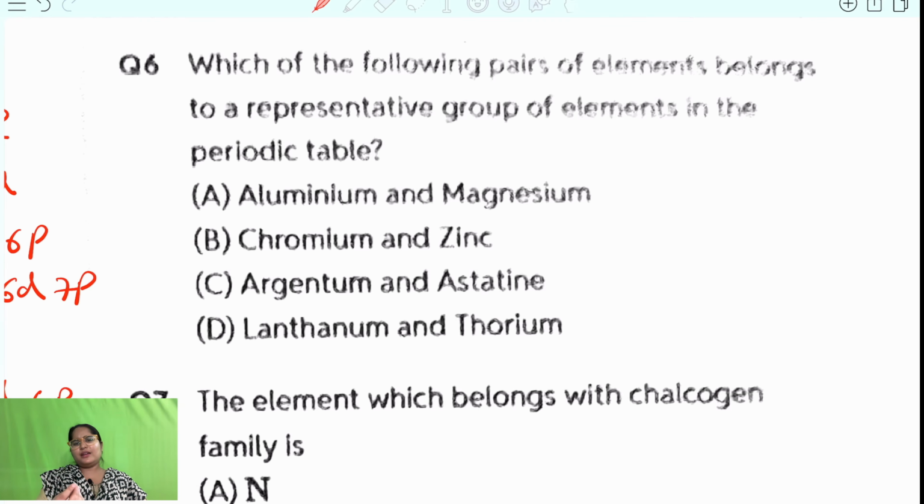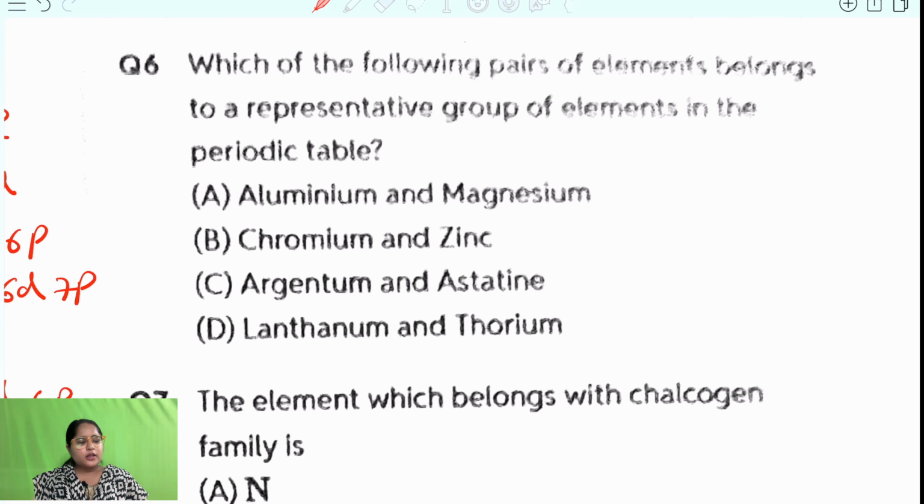Now, question number 6. It takes a lot of time because I am explaining it to you. Once you start practicing, it will take only 10 seconds to write down helium, neon, argon, krypton, xenon, and then analyze. No need to use any formula, it will waste more time. It will come with practice.